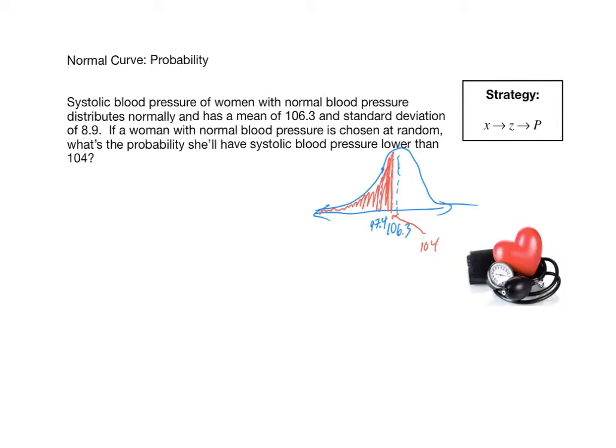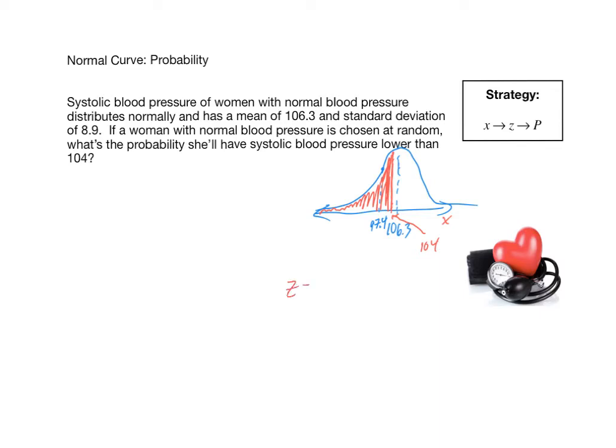Well, we simply need to go through the strategy that we discussed in the previous problem. We take our raw data values. These are raw data values here. These are the actual systolic blood pressures. We need to convert them to the corresponding z-score, and then we use the standard normal distribution table to find the area or the probability that we need. So first, let's do the conversion to a z-score.